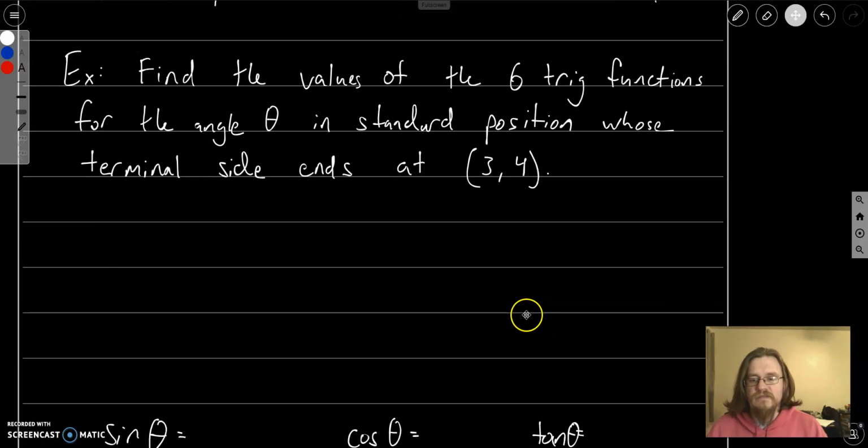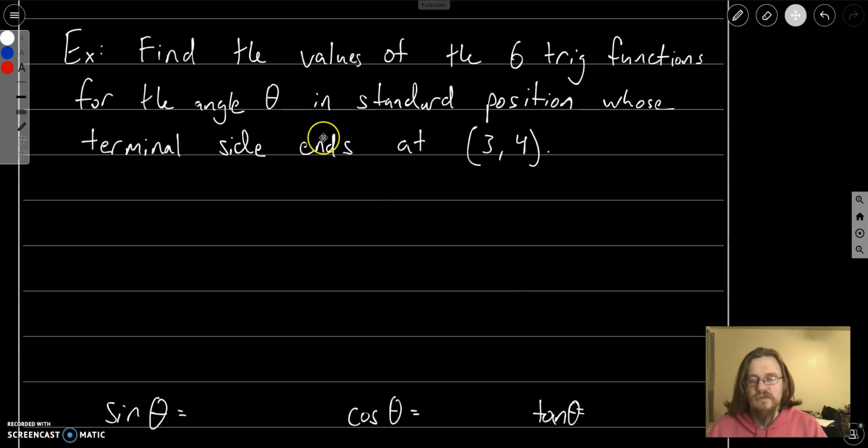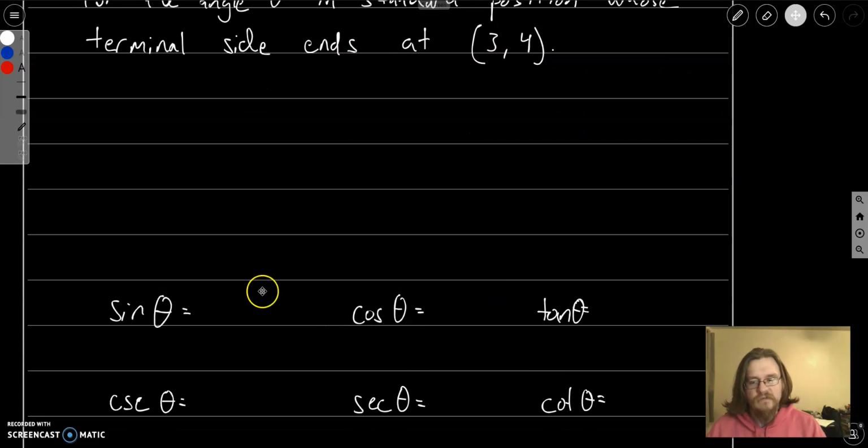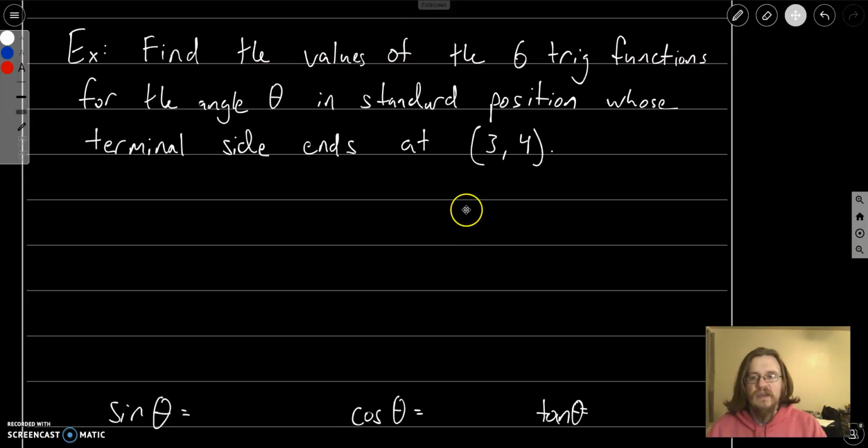So let's find the values of the 6 trig functions for the angle theta in standard position, whose terminal side ends at (3, 4). Okay, so this is a lot of words. We're just going to find the values for the 6 trig functions: sine, cosine, tangent, cosecant, secant, and cotangent of theta. But we need to know what theta is. So I suggest we draw a little picture.